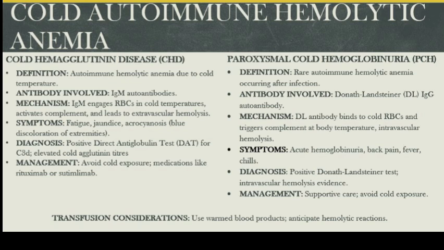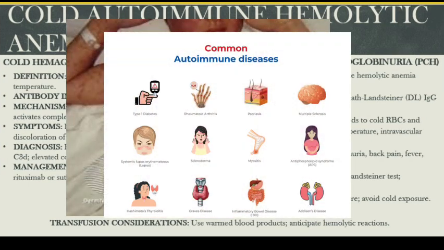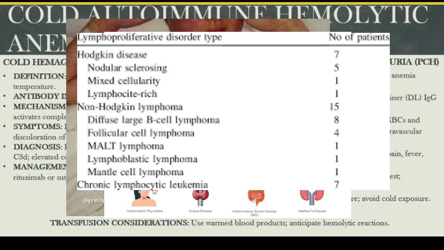Cold agglutinin disease is a type of autoimmune hemolytic anemia where cold-reactive IgM autoantibodies bind to red blood cells at temperatures below 37 degrees. This leads to complement activation and subsequent extravascular hemolysis, which occurs primarily in the liver. CAD can be primary, which is idiopathic, or secondary due to conditions like infections, autoimmune diseases, or lymphoproliferative disorders.